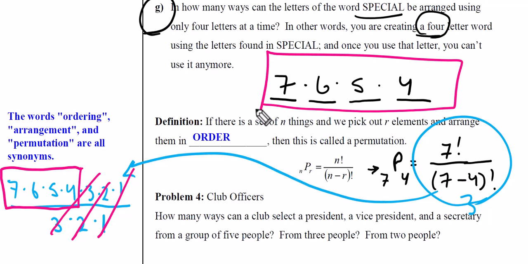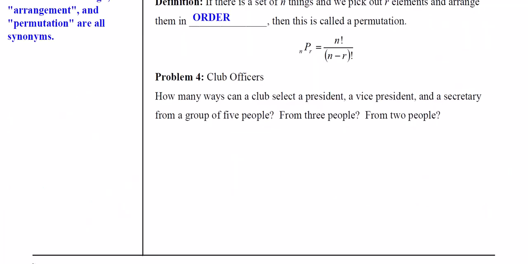The permutation lets you set up a formula. If you don't want to think, you could just use this formula, as long as you have the total that you've been given and the special amount that you're going to pick. And this is true if you're doing arrangements or ordering things. When I say ordering, it's not like ordering a meal at a restaurant. Ordering means I'm going to put things in order, like lining up kids in line at the playground.